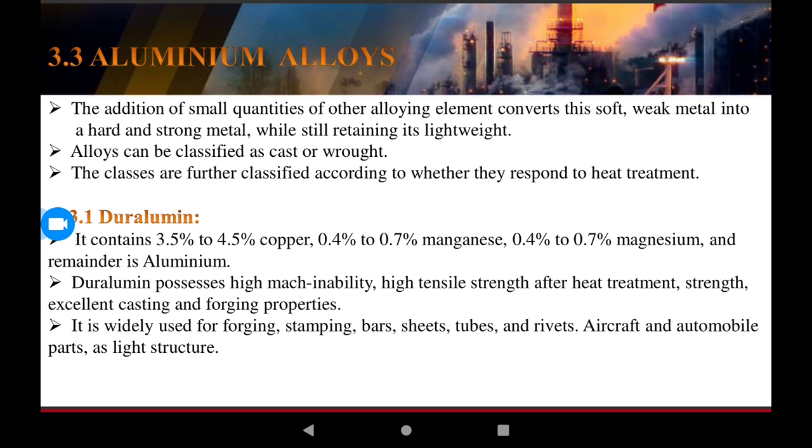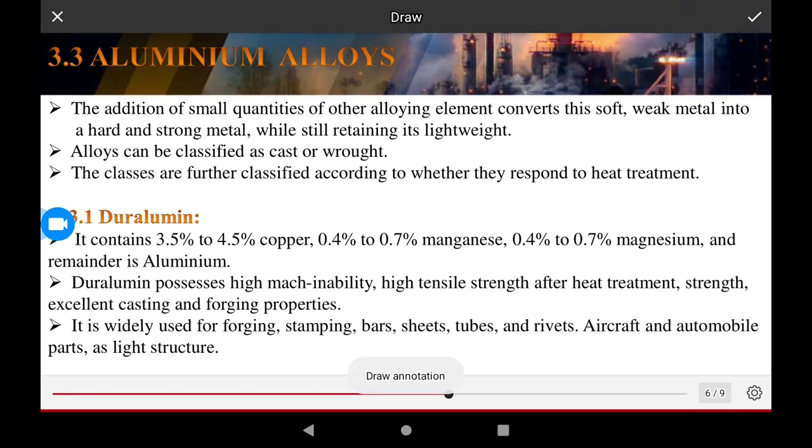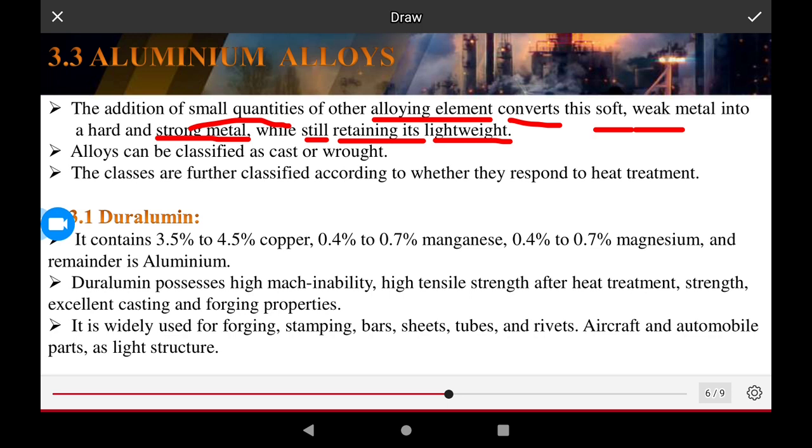Now we continue with aluminum alloys. The addition of small quantities of other alloying elements converts the soft and weak metal into a hard and strong metal while still retaining its lightweight. Alloys can be classified as cast and wrought. These classes are further classified according to whether they respond to heat treatment.